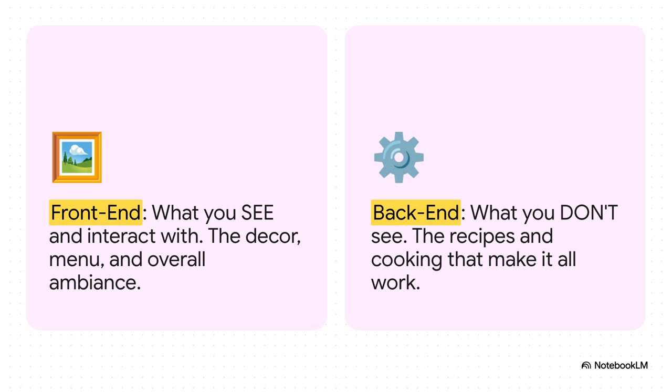Okay, a perfect way to think about this is to imagine a restaurant. The front end, that's the dining room. It's everything you, the customer, see and touch, the cool decor, the menu, the whole vibe. Its job is to look great and feel super easy to use. The back end, well, that's the kitchen. It's all the stuff you don't see, the secret recipes, the actual cooking, keeping track of all the ingredients. It's the engine that makes the whole restaurant actually work.